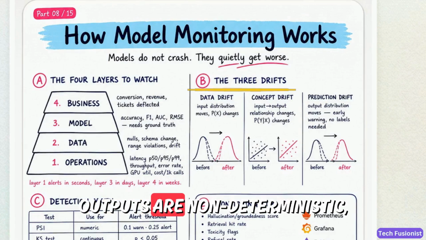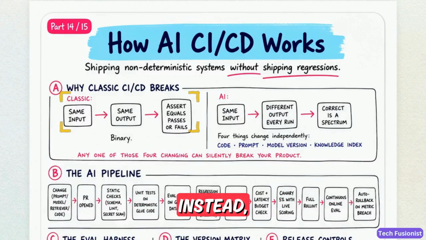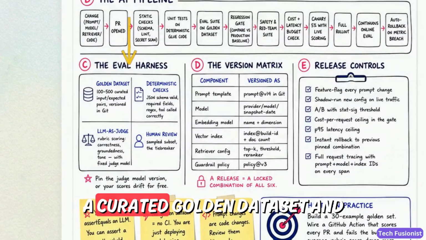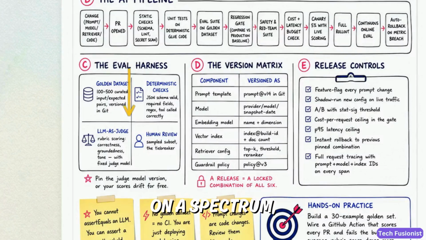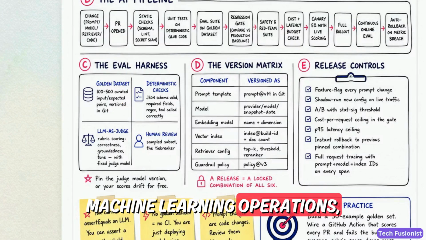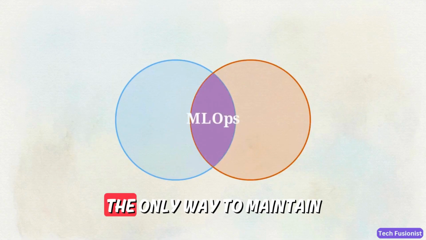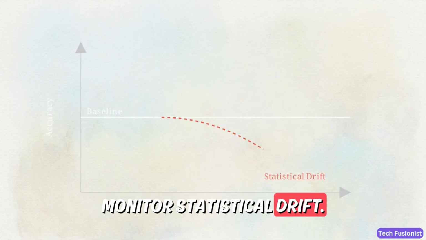Because LLM outputs are non-deterministic, standard binary unit tests will fail. Instead, you build an evaluation harness. You run changes against a curated golden dataset and use a fixed judge model to score correctness on a spectrum, catching regressions before they reach the user. Machine learning operations sit exactly at the overlap of DevOps and data engineering. The only way to maintain a reliable service is to continuously monitor statistical drift.